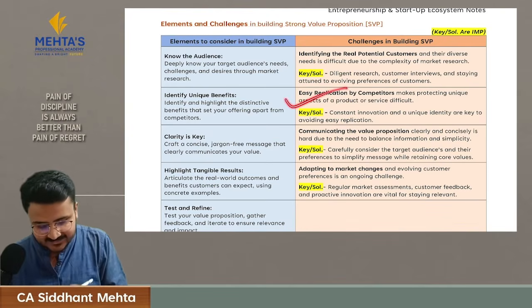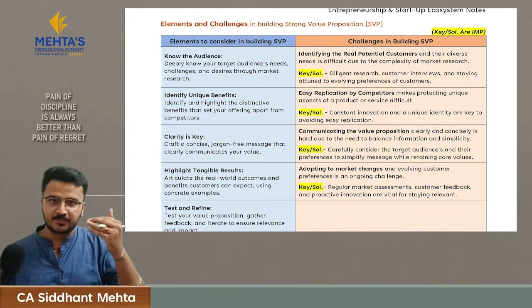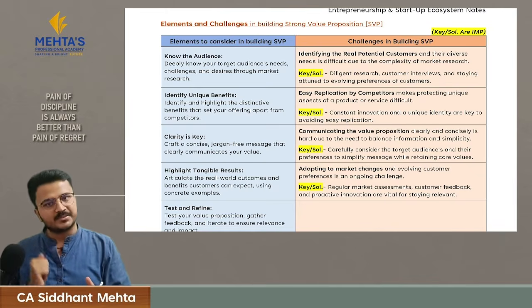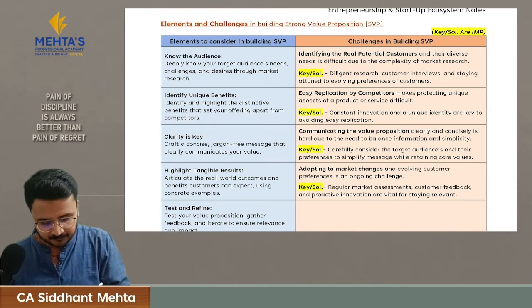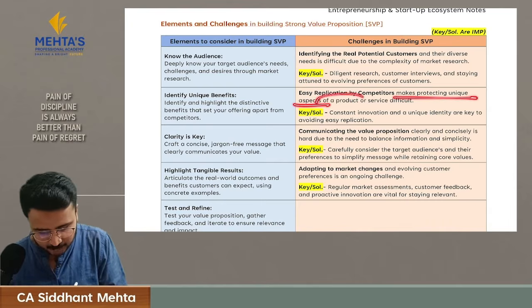Second thing is easy replication by the competitors. Now Rapido has brought in 5 minutes, and the other competitors can also bring it. So here it is very easily copied by the competitors, which makes protecting unique aspects of your product difficult.